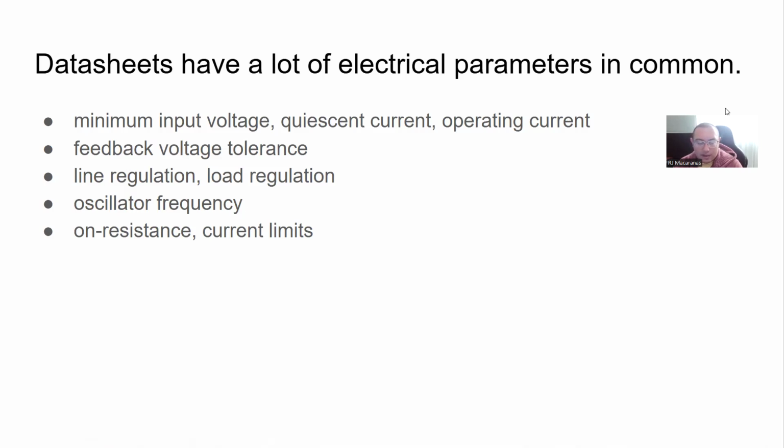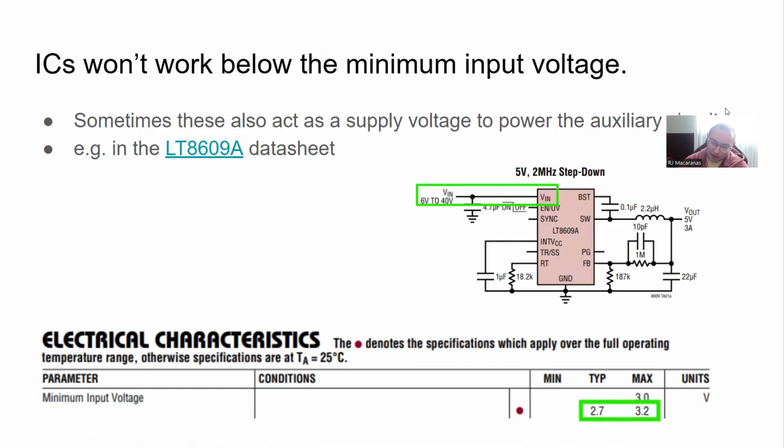And then lastly, we have current limits, which are related to the on resistance. If we have some amount of resistance and current is flowing through that resistance, the part will heat up, and at a certain point it'll just get too hot. So the datasheet will usually tell you what to limit the current passing through your switch to, in order to keep it operational.